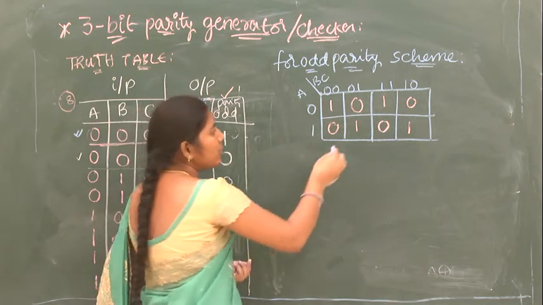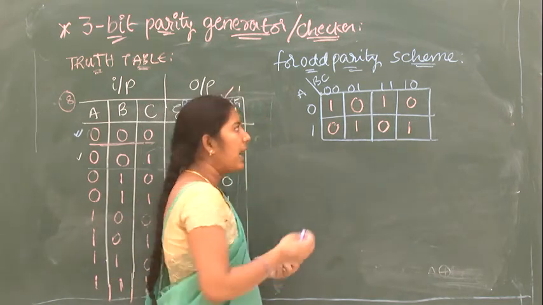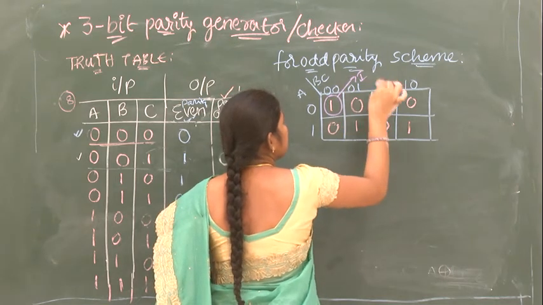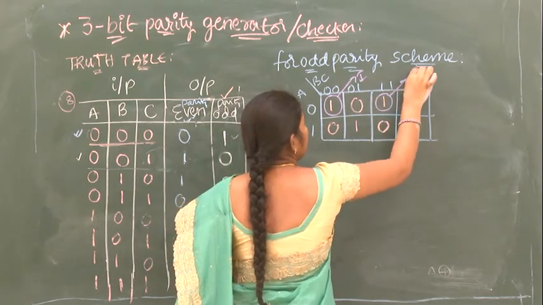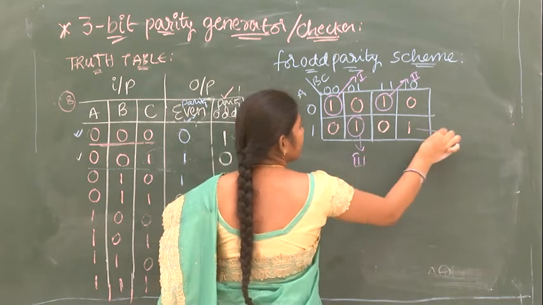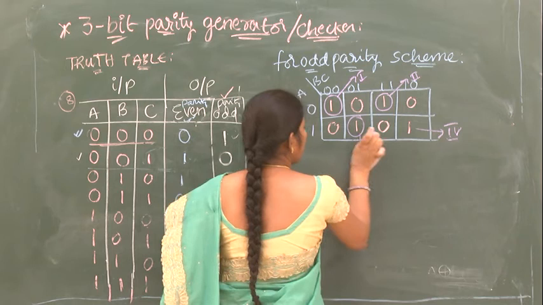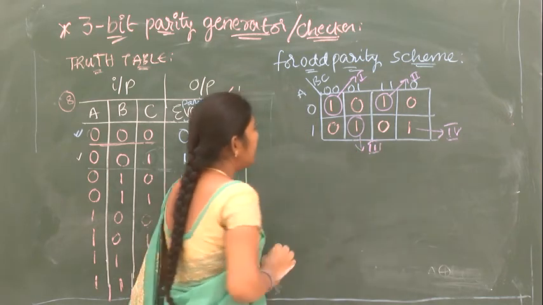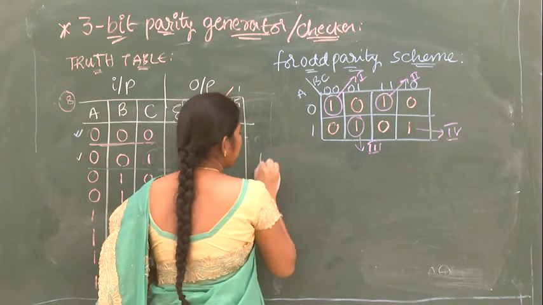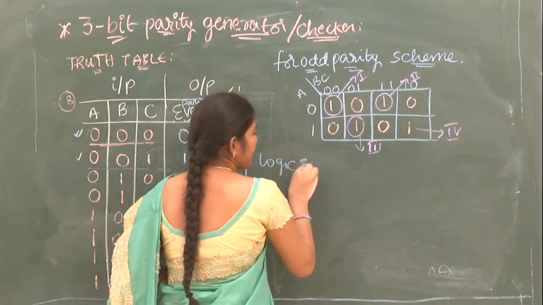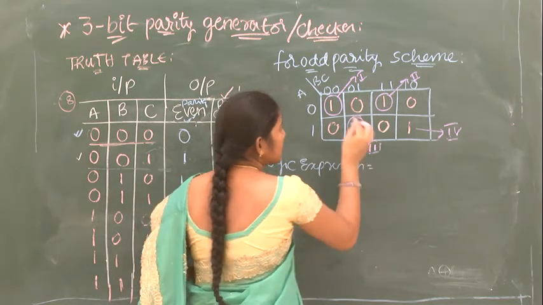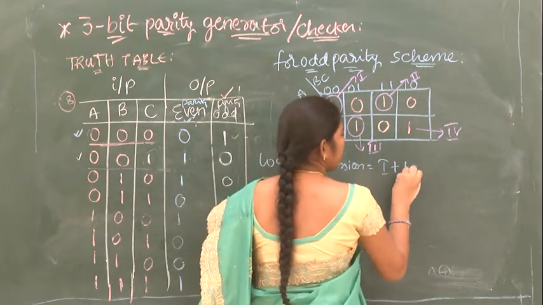Again, as there is no 1 adjacent together, I will consider single terms. So this is my first term, second, this is third, and this one is the fourth term. I am considering SOP form here. So the logic expression is the sum of all terms, that is 1 plus 2 plus 3 plus 4.